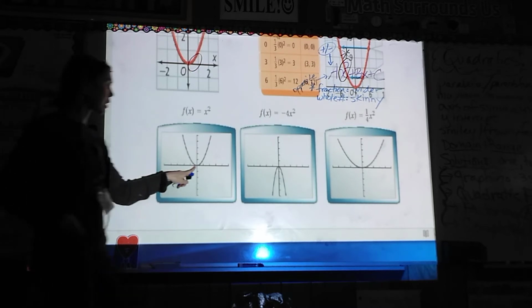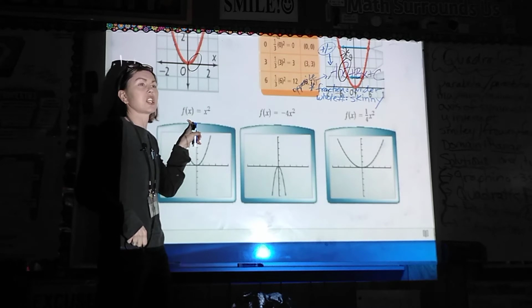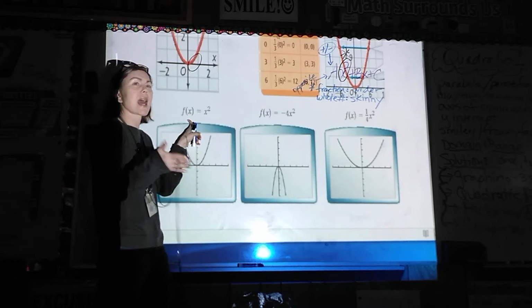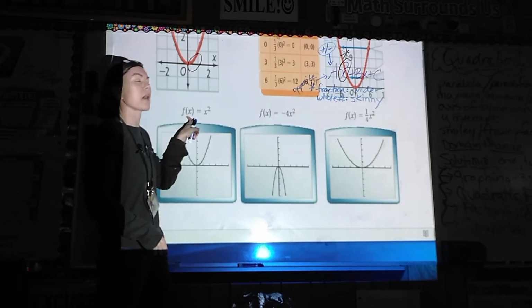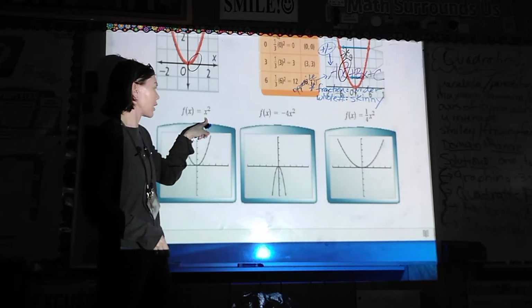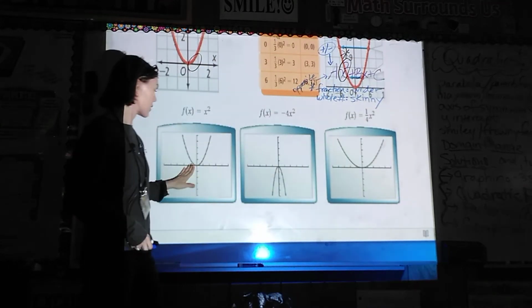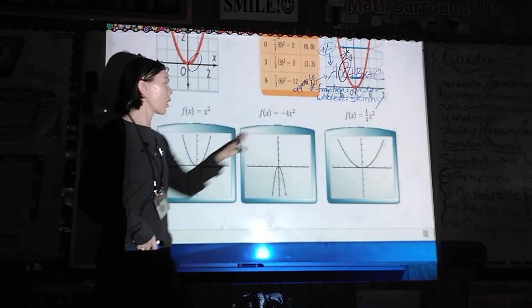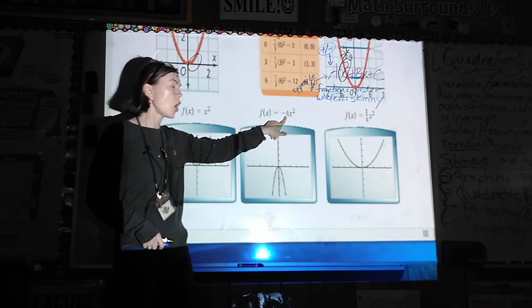Here's our original f of x equals x squared, and that could say g of x, h of x, p of x, I don't care what it says. We know that means y equals x squared. X squared is the parent function, that's why we put the star above that x squared. This is the original. Now, what did we do to that original? We have a negative whole number.